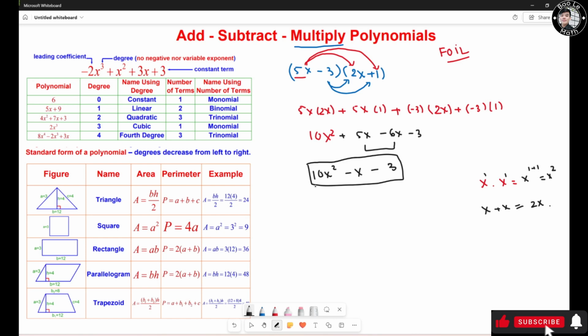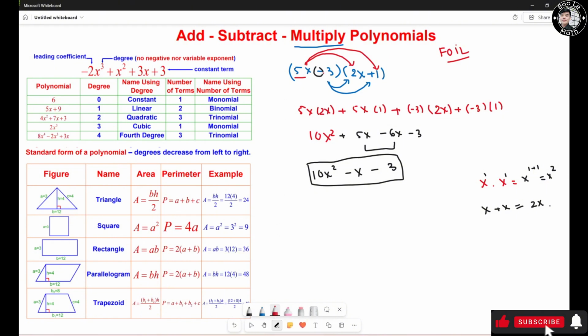Most students make mistakes when they use FOIL method because they always forget the negative sign right here. They just take 3 times 2s and they just take 3 times 1. So in order to get rid of this mistake, in this video, I mostly use the box method. By doing it this way, you're gonna get rid of this mistake, alright? So now I will do this example with the box method, okay?